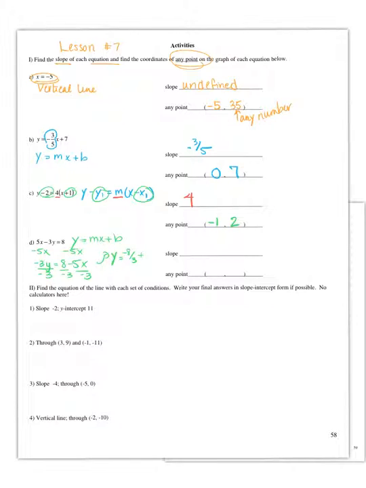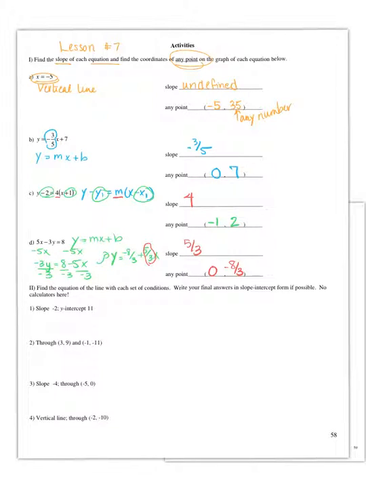Once it's in slope-intercept form, we can read the slope directly off, which is 5/3. And to find any point, we could let x equal 0, and we get the point 0, -8/3.